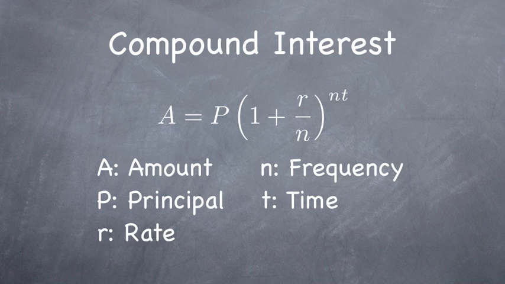So what's happening in this formula here is the amount, that's going to be the amount in our investment after a fixed period of time. P, the principal, that's the amount that we initially invest. R is the annual percentage rate. So what is the percentage interest earned from an annual point of view? N is the frequency, how many times per year does interest accrue? And then T is time, generally in years.